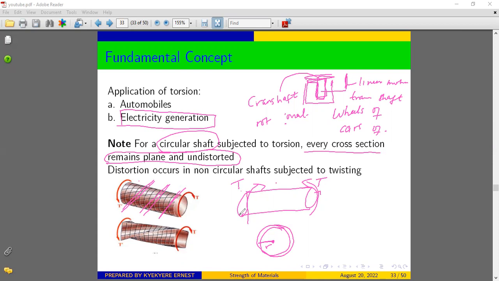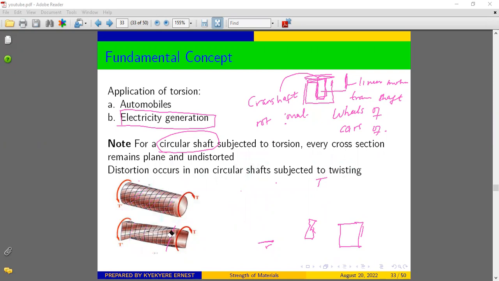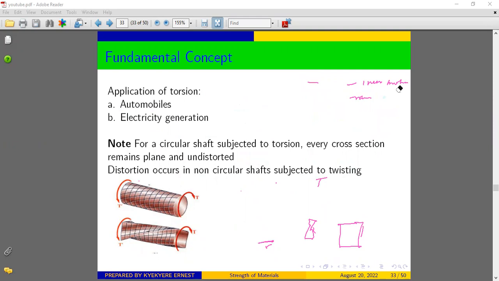But that is not the same for non-circular shafts. So if we have a non-circular shaft, for example, the square shaft here, we see that when the torques were applied to the structure, part of the structure is distorted. So when I cut this section and I cut this section and I draw the diagram, you can see that the one at this section is a perfect square. But the one at the end here is now distorted. It has lost its shape. So we are saying that non-circular shafts do not maintain their cross section when subjected to torsional forces or when subjected to torques, twisting motions.